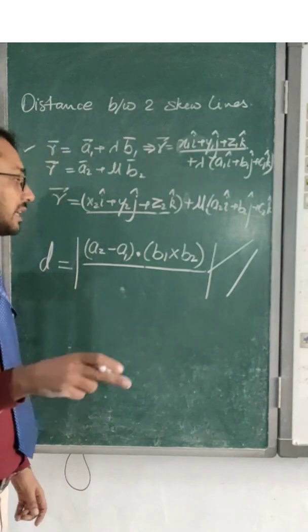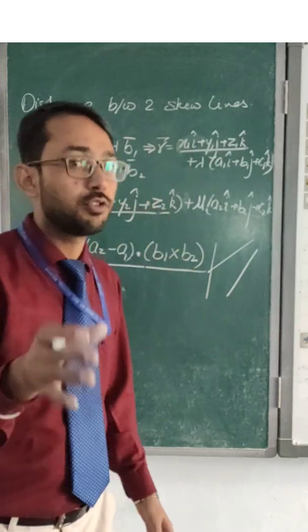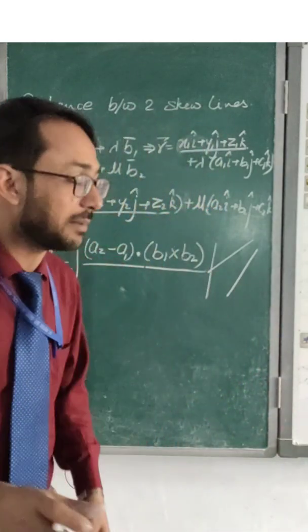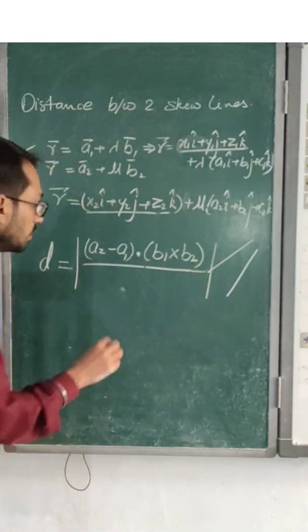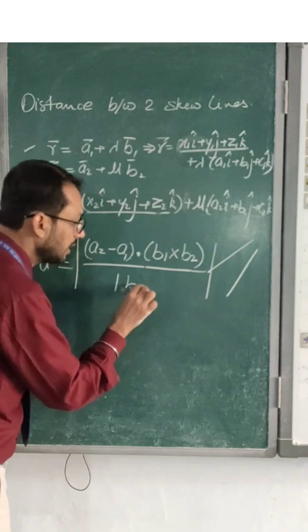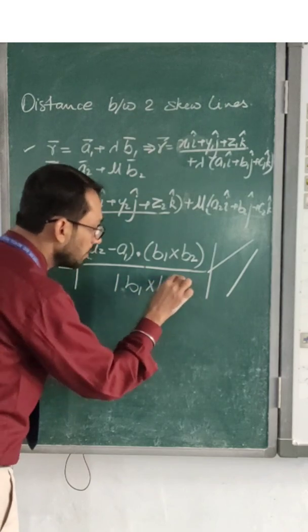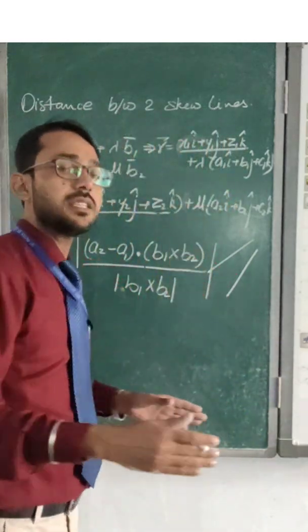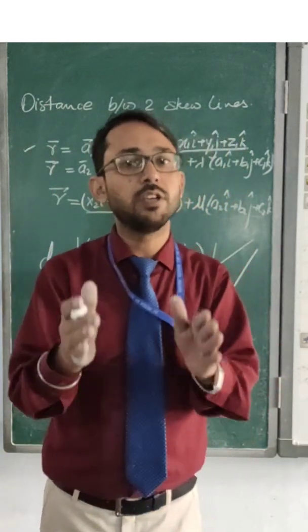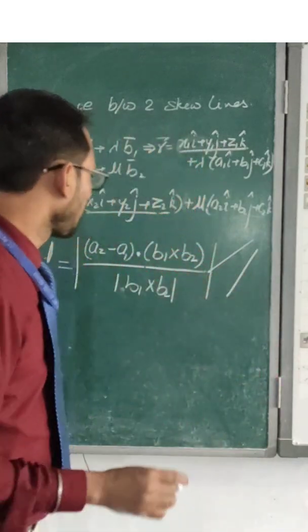But right now we are studying the distance between two skew lines. So they are skew, three-dimensional lines. So the distance will be |(a2 − a1) · (b1 × b2)| upon |b1 × b2|. Overall it is in mod because the distance between two lines will always be positive.